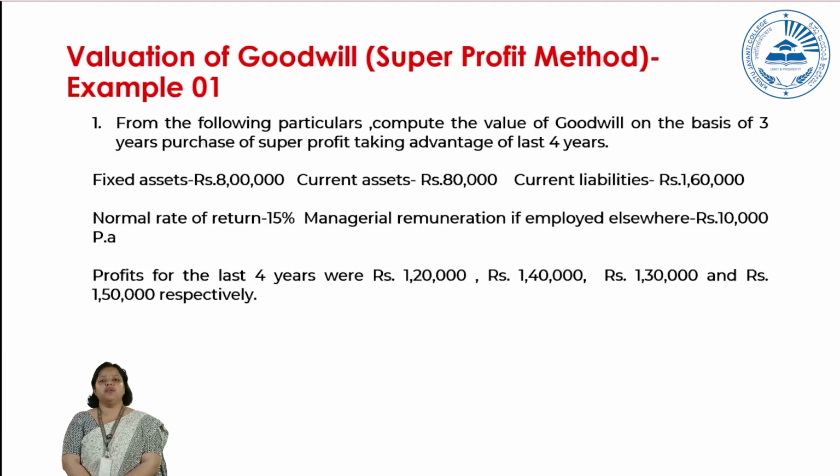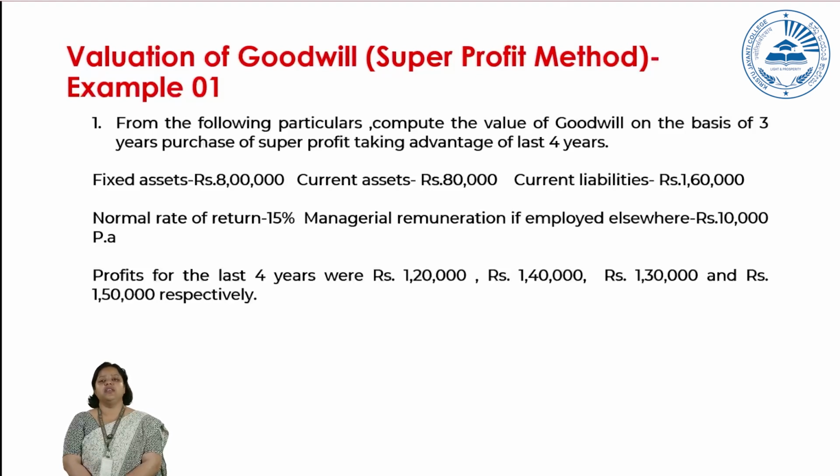From the following particulars, we need to calculate the value of goodwill based on 3 years purchase of super profit. So the number of years of purchase, they already told in the question: 3. They have given the last 4 years' profit, along with fixed asset rupees 8 lakh, current asset 80,000, current liabilities 1,60,000. Normal rate of return, they have mentioned 15%. Managerial remuneration, if employed elsewhere, is rupees 10,000 per annum.